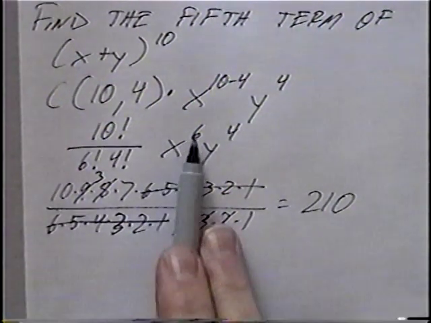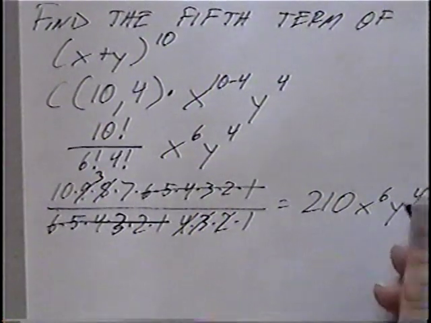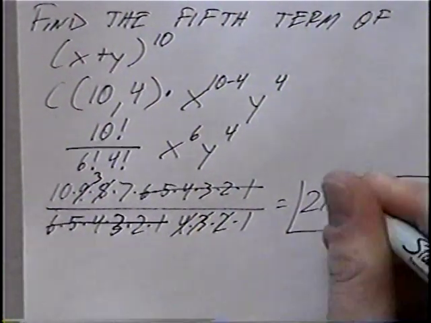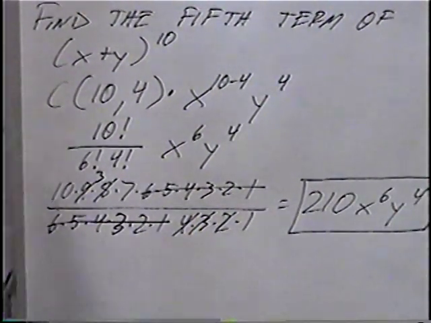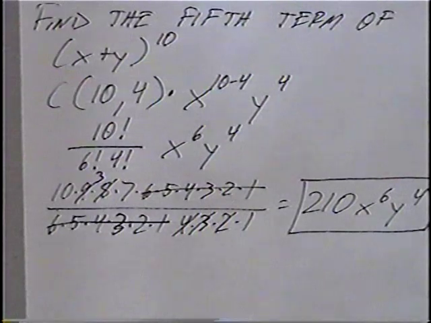Bringing our exponents down, x to the 6th, y to the 4th, we would have our answer of the fifth term of the expansion x plus y to the 10th power. The fifth term would be 210, x to the 6th, y to the 4th.